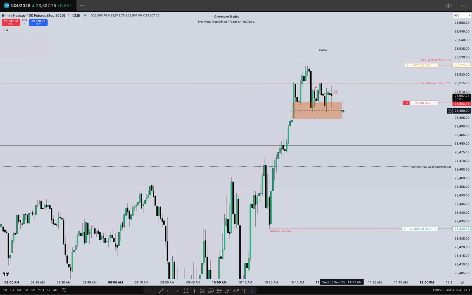Extend some of these through all of this. And I'm watching this opening price as well. The opening price, that whole wick that makes up that last up close candle is what I'm looking at.